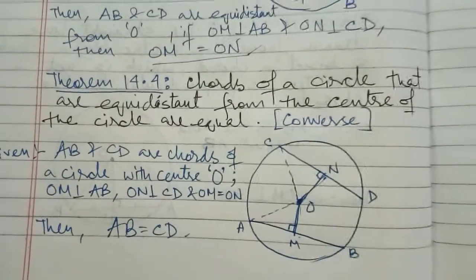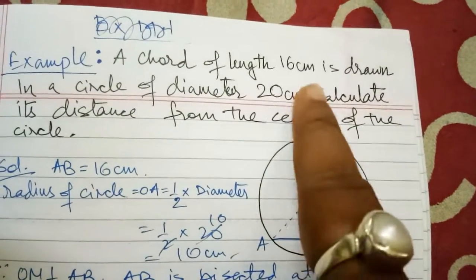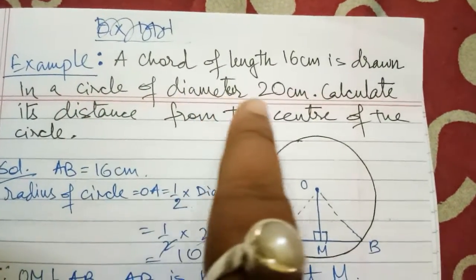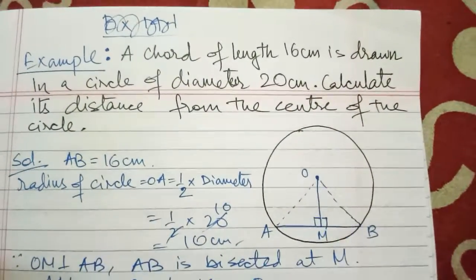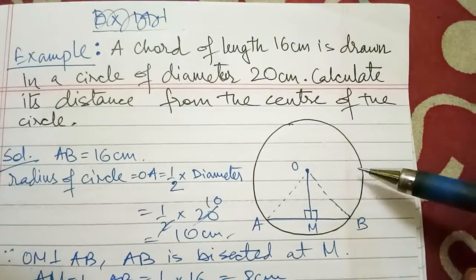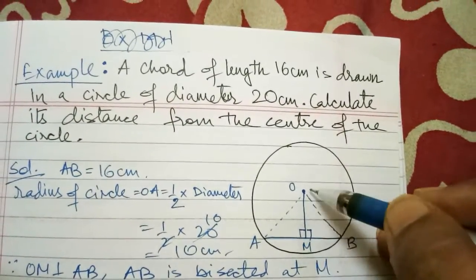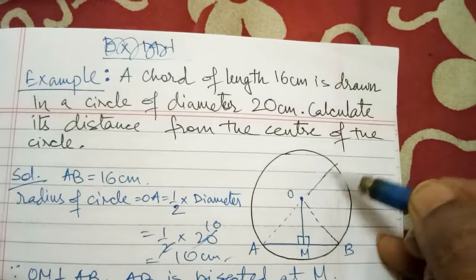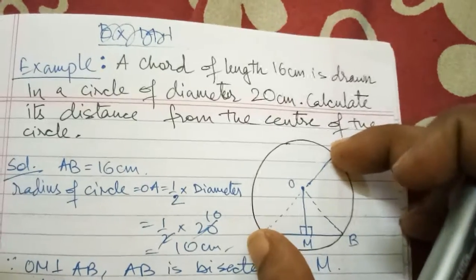Okay, I have taken one example. See what is written: a chord of length 16 cm is drawn in a circle of diameter 20 cm. Calculate its distance from the center of the circle. Here I have drawn a circle. Now the diameter is told. Diameter means what? If I draw OA as the radius, and if I extend it over here, then from here to here will be the diameter. This will be the 20.